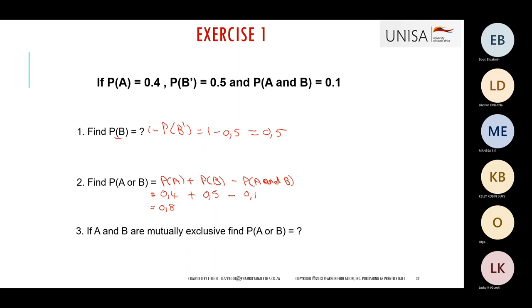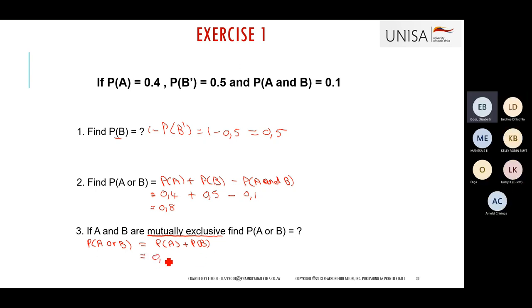The next question. If A and B are mutually exclusive, find the probability of A or B. We know that if they are mutually exclusive, the probability of A or B will be the probability of A plus the probability of B. Therefore, it's just 0.4 plus 0.5, which is equal to 0.9.